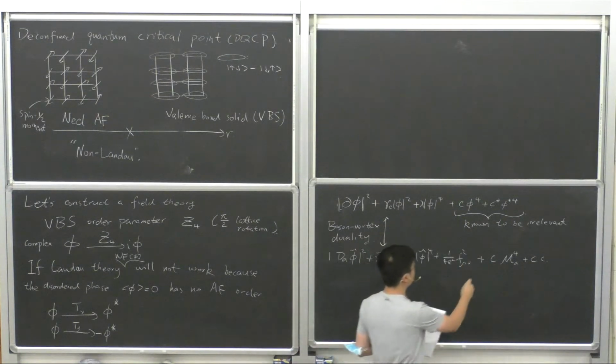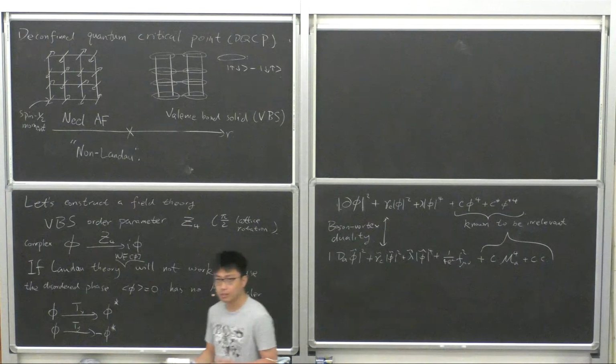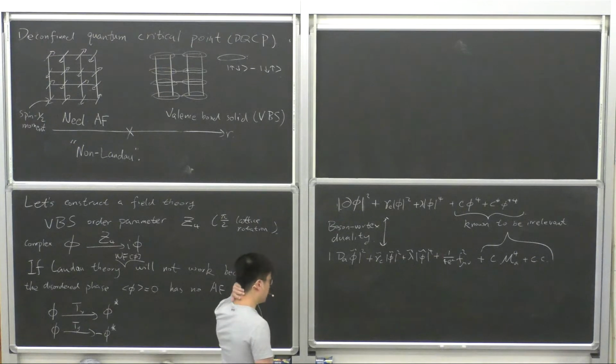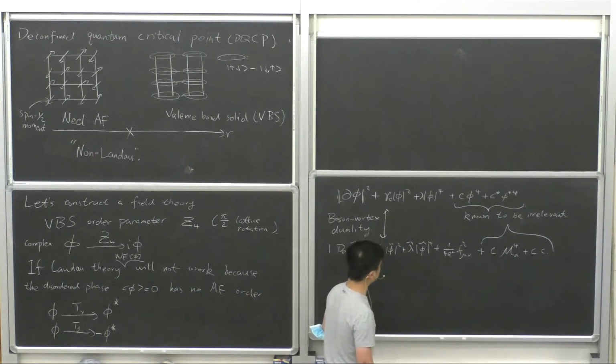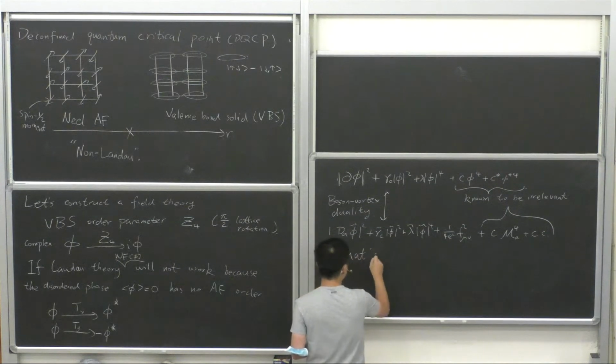And again, this is irrelevant. But let's just keep it there in case we need it. Okay. So this would be what it looks like in the vortex picture. Now we can ask what is going on? What is wrong with this picture?